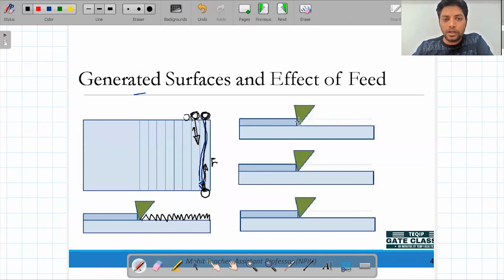Now the effect of the feed, that if you are changing the feed, like suppose you change the feed. First let me explain what the feed is: this is your length. This is your width, just assume that.